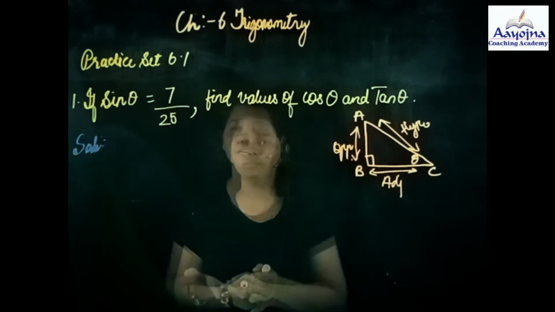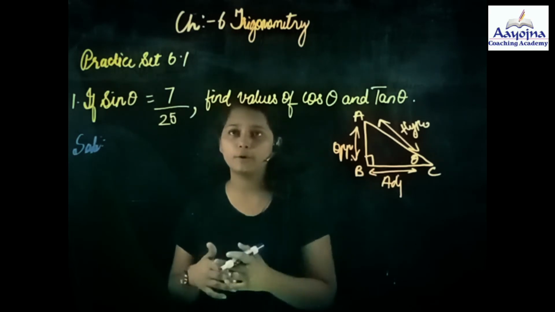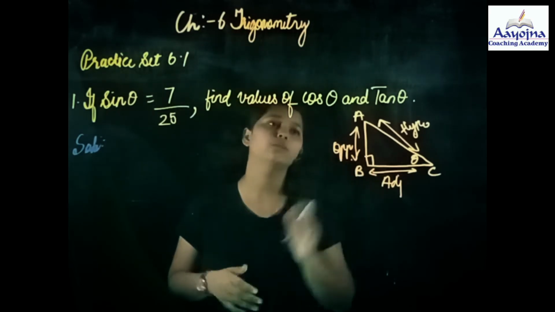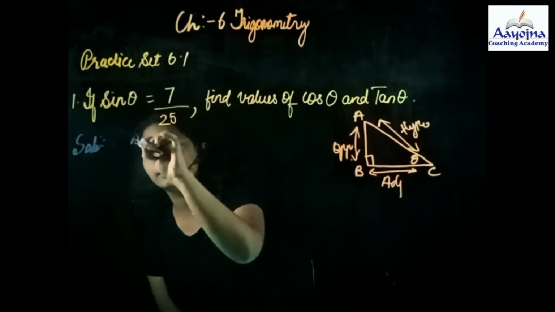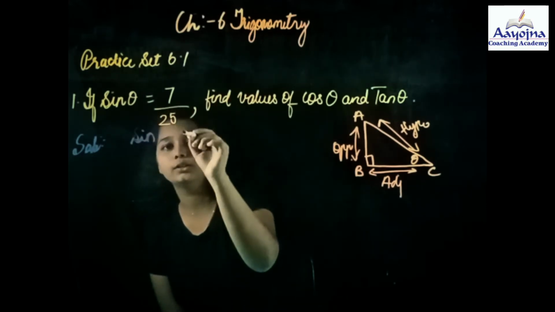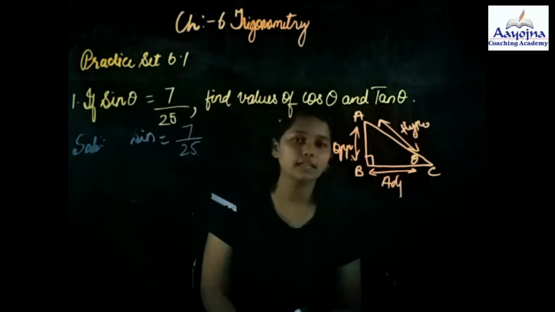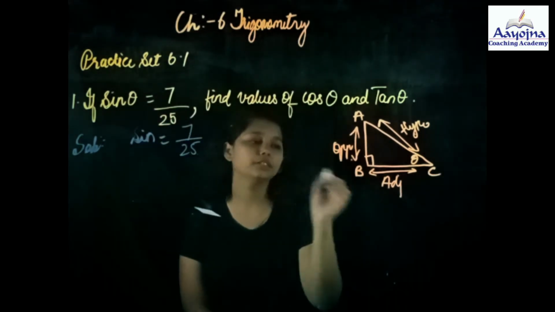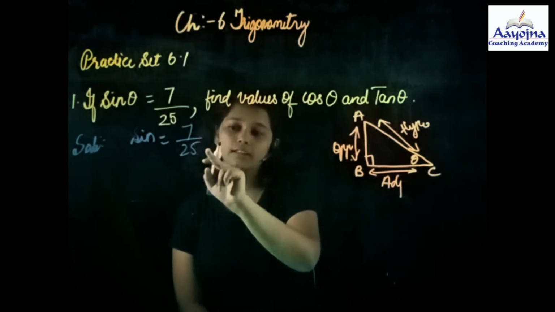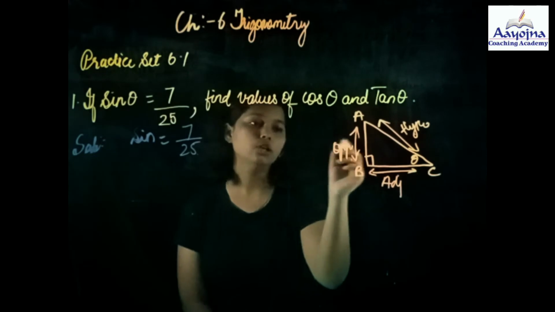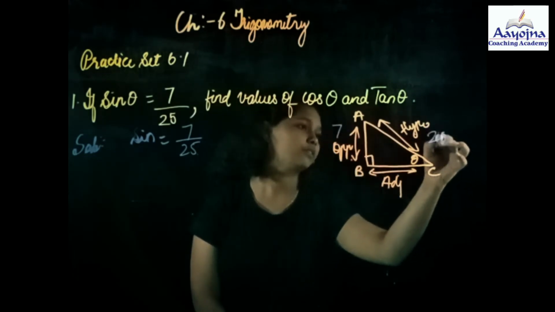Using K method. In the given question, it is given if sine theta is equal to 7 upon 25, find the values of cos theta and tan theta. So here we are given sine theta is equal to 7 upon 25. Now we know that sine theta is nothing but opposite upon hypotenuse. So here the opposite side is on the numerator and the hypotenuse will be on the denominator. So the values will be 7 and 25.